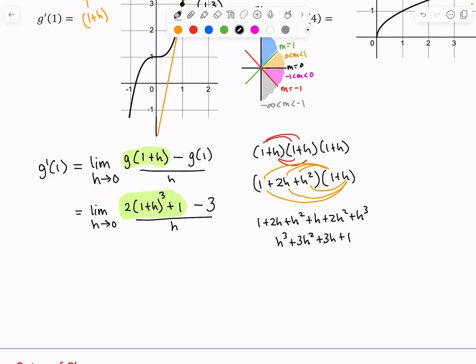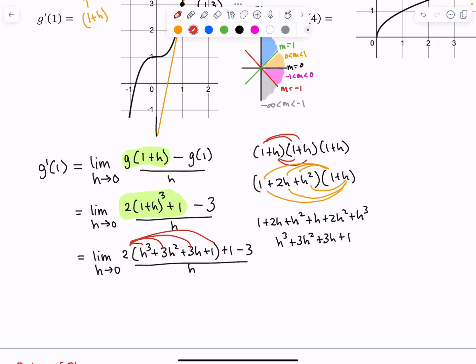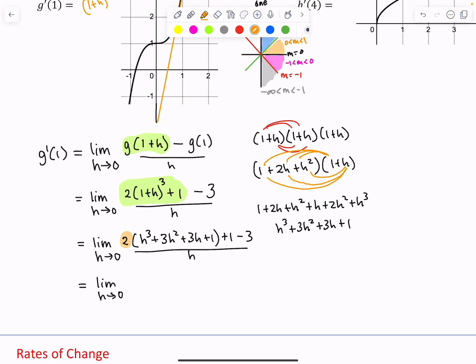So back to the context of our problem. We have the 2 in front. Cube 1 plus h gives us this expression. Then we have a plus a 1 and then a minus a 3, all over an h. Now distribute this 2 across all 4 of those terms. And notice when I do 2 times 1, I'll get a 2, and then add a 1 will give a 3, and then subtract a 3 will cancel. So all the constants will cancel, leaving us with this expression.